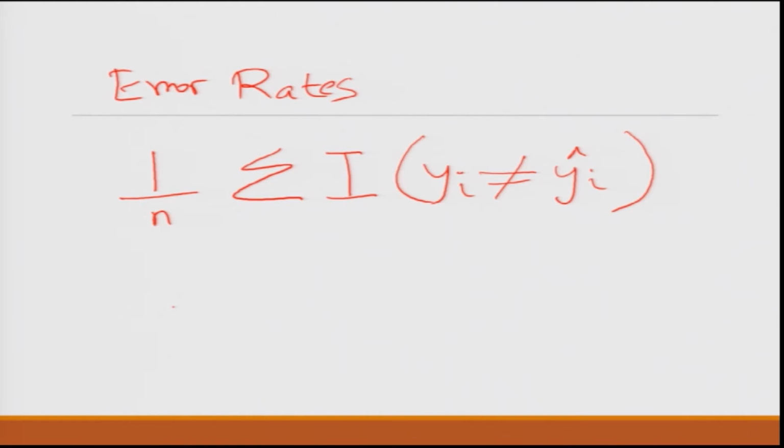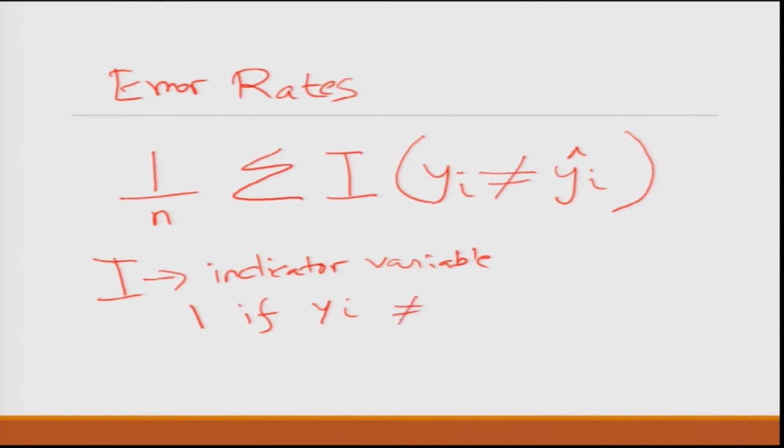So, do not be scared about this complex term. I is a very commonly used variable in probability based methods. It is called an indicator variable. So, this I takes a value of 1 if yi is not equal to yi cap. This yi cap, as we discussed earlier, means your prediction. So, you predicted that something is 1, but actually it was 0.